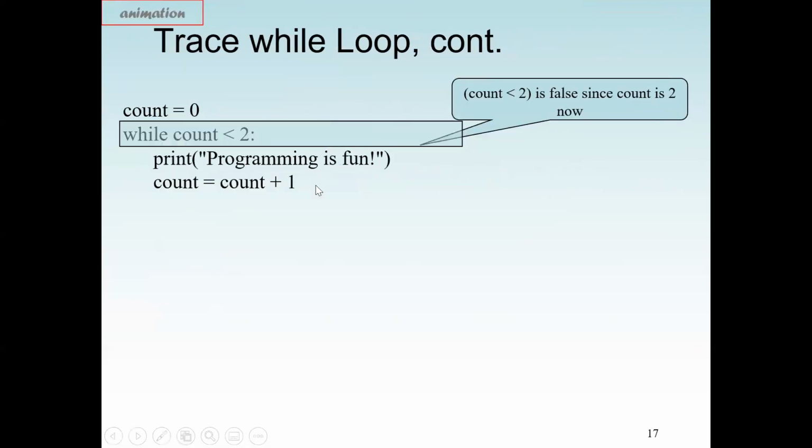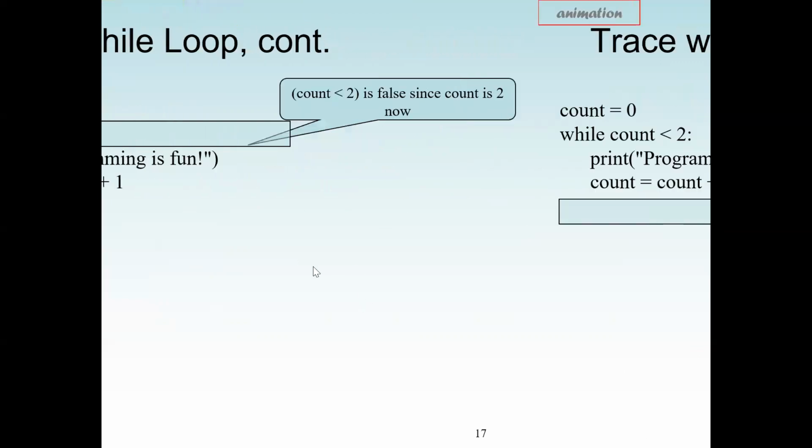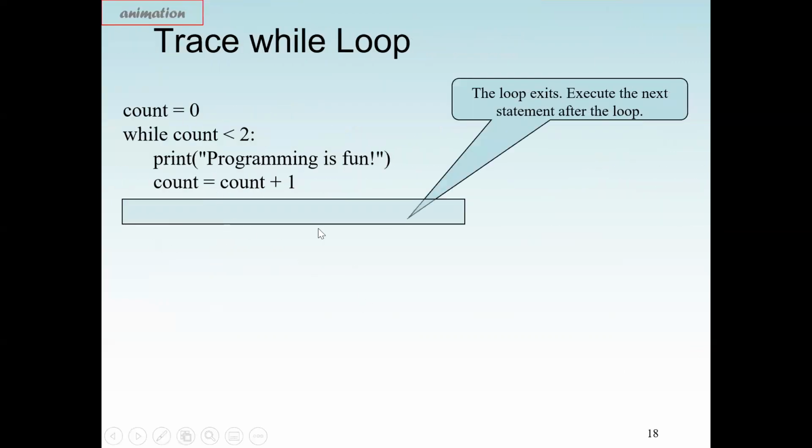Then next we check is 2 less than 2? False. So if this is false, the while loop will stop. So we come out of the while loop. We exit the while loop.